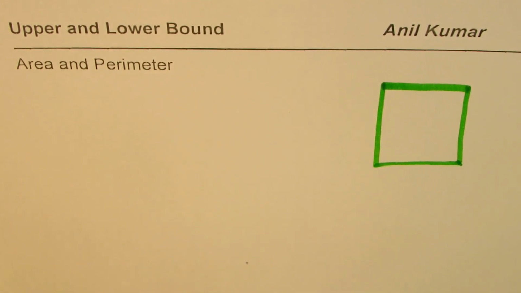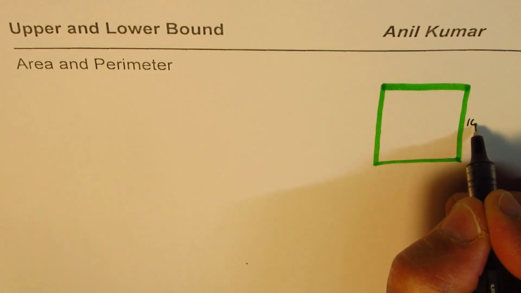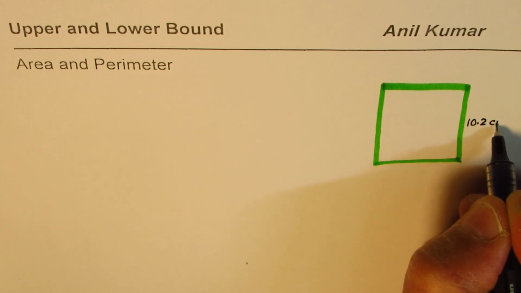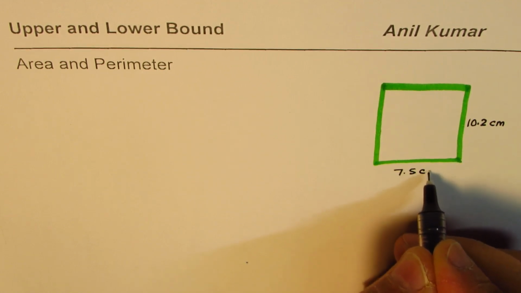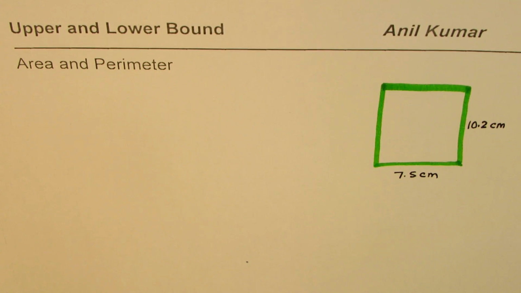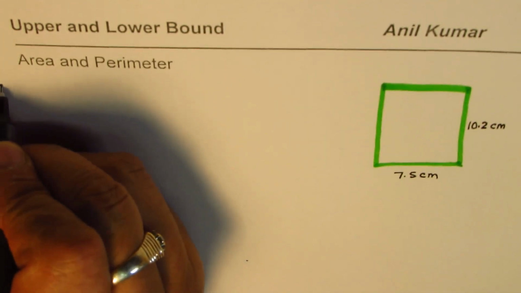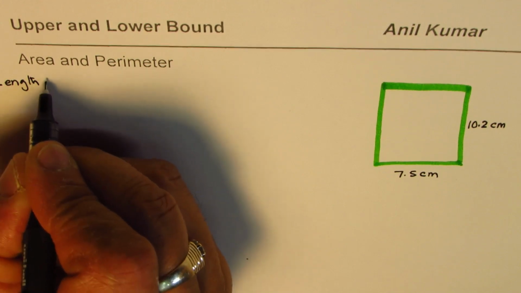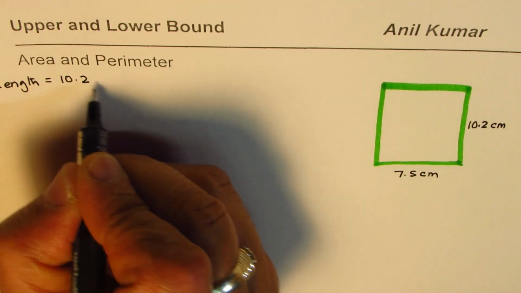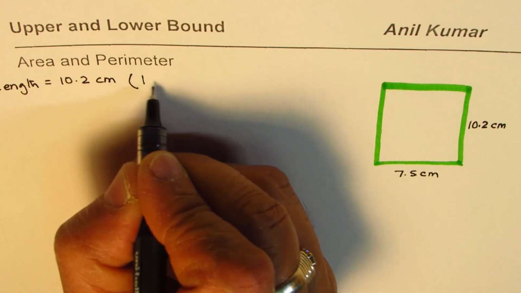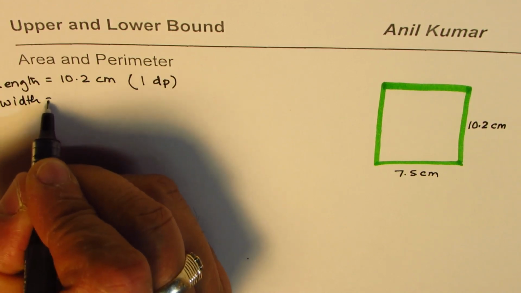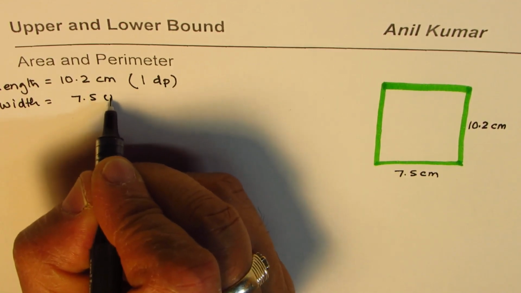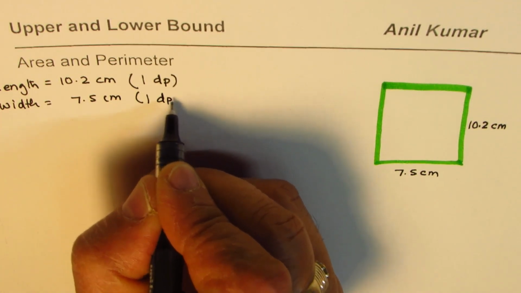Okay. And let us say that we are given the dimensions of this frame as this side is, let's say, 10.2 centimeters, and let's say this side is 7.5 centimeters. Okay, so that is what is given to us. So we have length equals 10.2 centimeters. It is given to 1 decimal place, correct? And then we have width equals 7.5 centimeters, and that is also given to 1 decimal place.